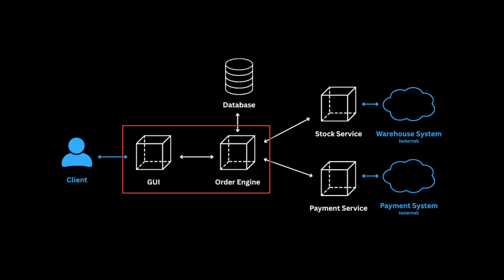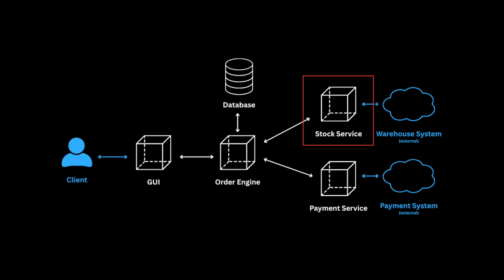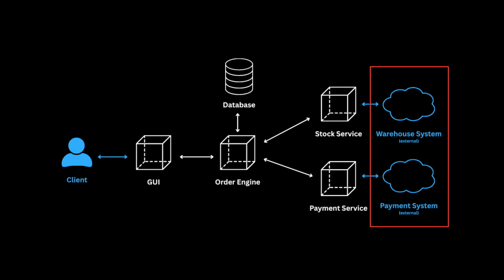Typical workflow in such architecture works in a way that client creates an order via UI. UI sends requests to the engine. Engine stores state into database, handles reservation and delivery via stock service, and covers payment via payment service. All changes of the order state are reflected in UI. Warehouse and payment systems are considered to be external systems.